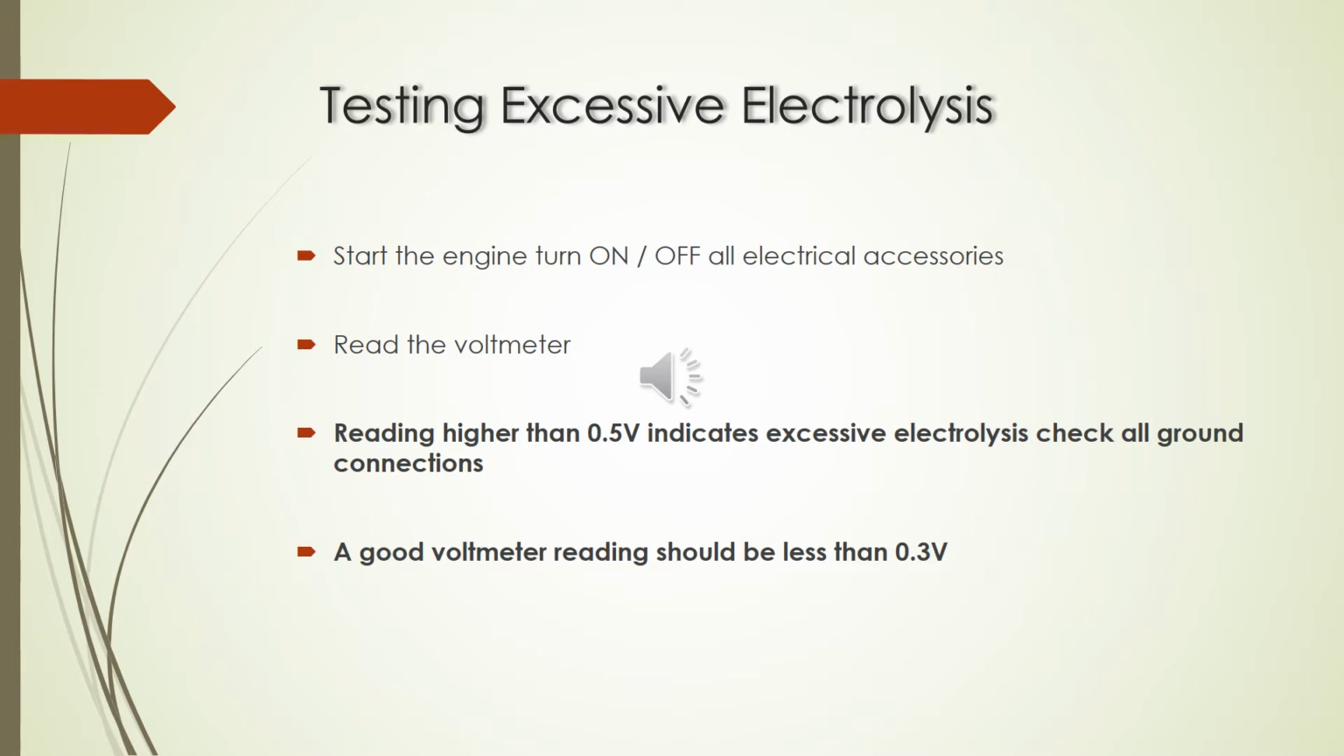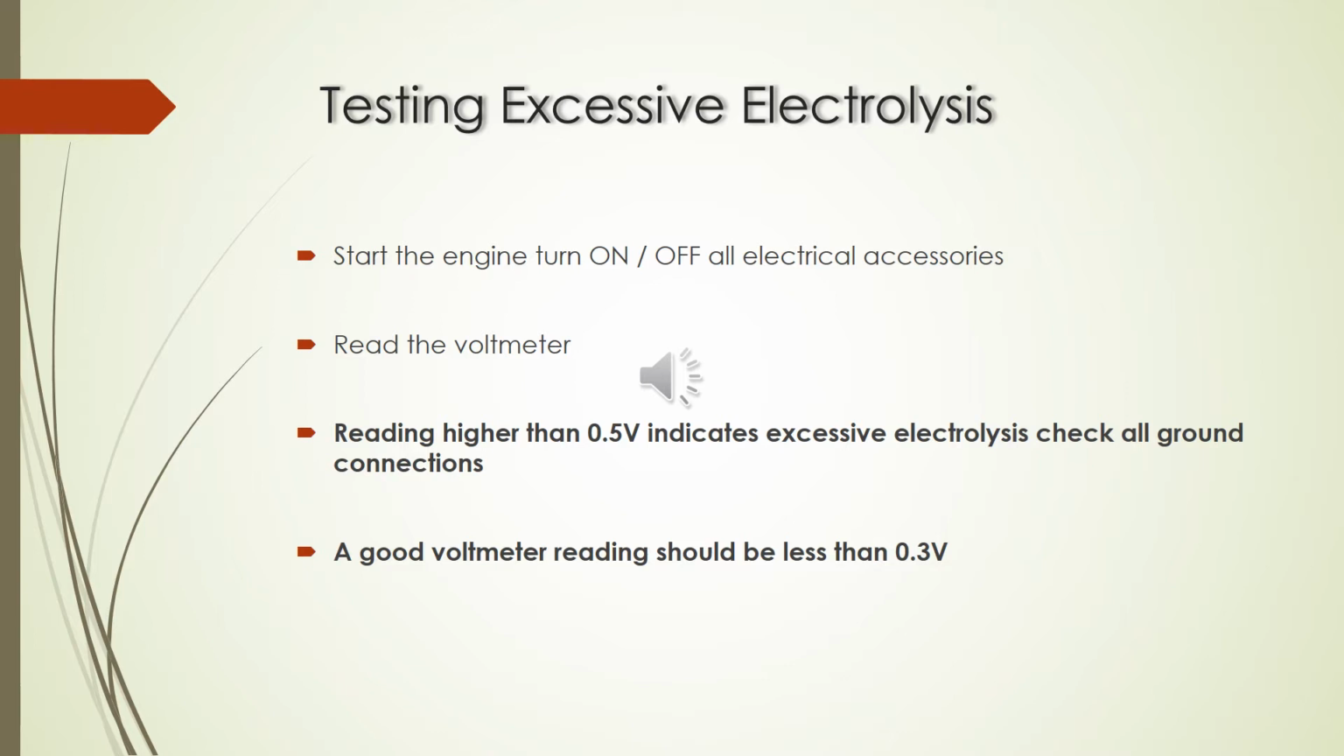Now start the engine. The engine has to be running, and turn on or off all accessories. When I say accessories, I mean things like the radio, the fan, the headlights, etc. They can be either on or off, but the engine has to be running, because when the engine is running, that's where we have the electric current flowing around. Read the voltmeter.